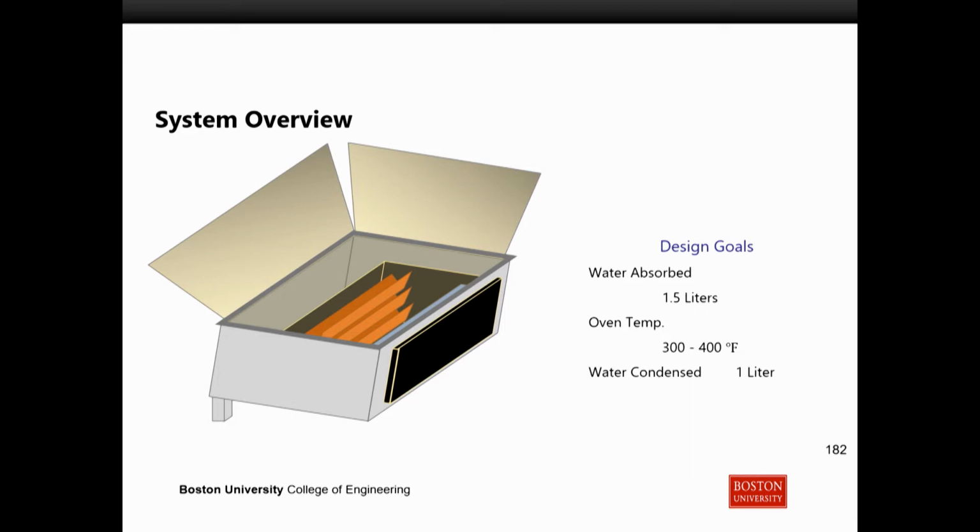Our design goals are to condense 1 liter of water. In order to do this, we need to reach temperatures of 300 to 400 degrees Fahrenheit in order to both desorb the water and regenerate the desiccant so that we can cycle it once per day. The water absorbed needs to be at 1.5 liters in order to account for any inefficiencies in our system.